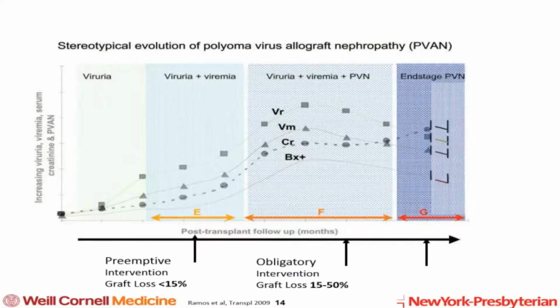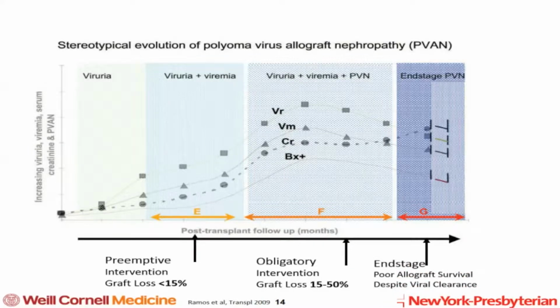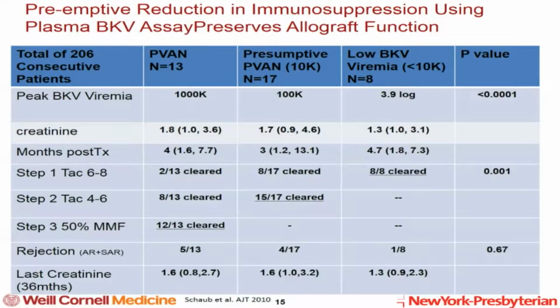In the second phase, they called it obligatory intervention because there was some graft dysfunction, there were high levels of BKV copies in the blood, and there was a potential for increased risk of developing BK virus nephropathy. That group had an obligatory intervention and graft loss rate of 15 to 50%. And finally, the last group, all the way at the end, where you have significant fibrosis and significant graft dysfunction, they called it end stage, and it was associated with poor allograft survival despite viral clearance.